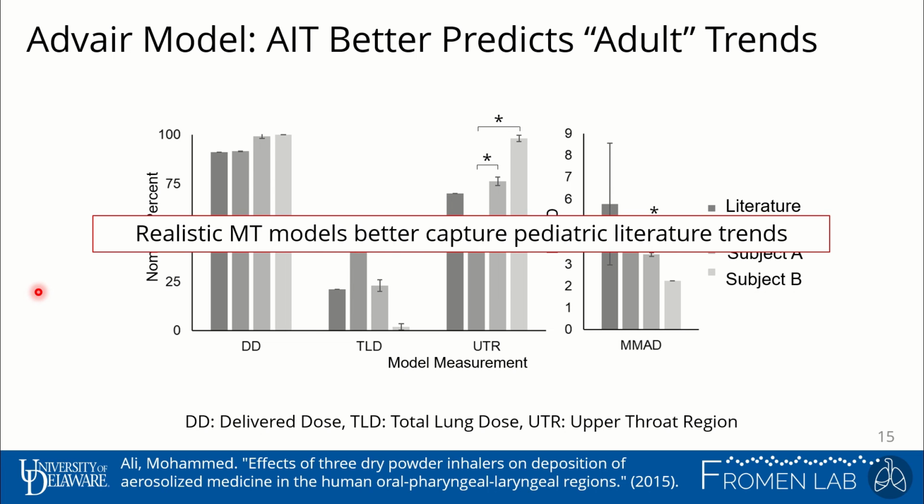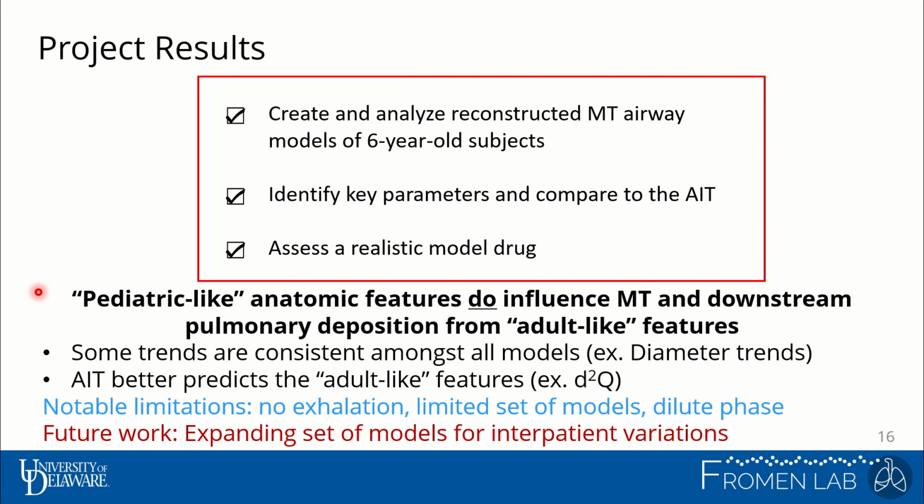So to summarize, we created models for 6-year-old throats to quantify and study aerosol deposition patterns in the transition between pediatric-like to adult-like geometries. We identified key parameters of interest and metrics for which the Alberta idealized throat does or doesn't predict trends well. And notably, the Alberta idealized throat tends to better predict deposition in a more adult-like throat. And there were notable limitations to this study, and we hope to improve on this work as we expand the set of models used to explore variations that we've observed so far.